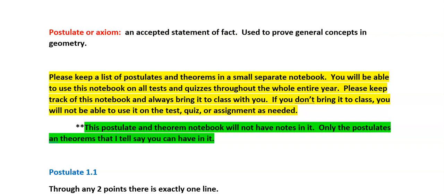Please keep track of the notebook. Always bring it to class with you. Don't say, oh, do we have postulates today? Let me go get it. Nope. Bring it to class with you. You need it every single day. The more you look at them, the more you know them, the easier the class will be.